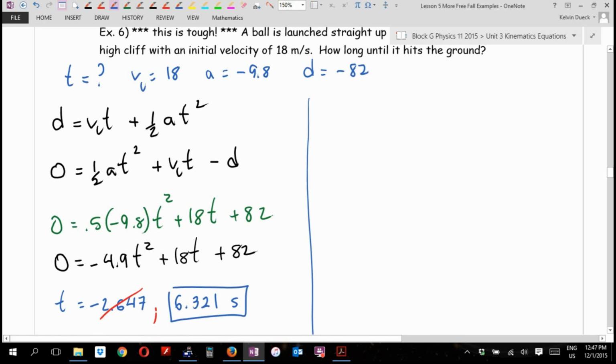Mr. Dewick. What, Evan? What if I don't have the quadratic solver? You can still go x equals negative b plus or minus the square root of b squared minus 4ac all over 2a. Or I'll show you another way that works.